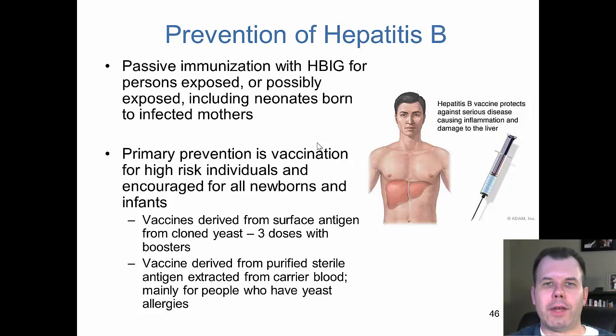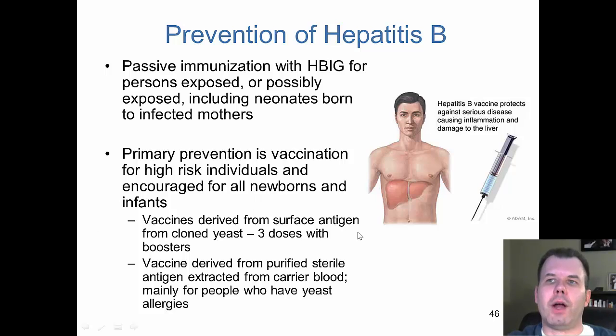And again, there's that vaccine. Like I said, it's involved in 3 doses. Primary prevention is for high-risk individuals, encouraged for all newborns and infants. And so again, now we're vaccinating very early, and again, to prevent the spread through blood and blood products and that stuff, especially from asymptomatic carriers. And again, there's the 3 doses with the boosters.